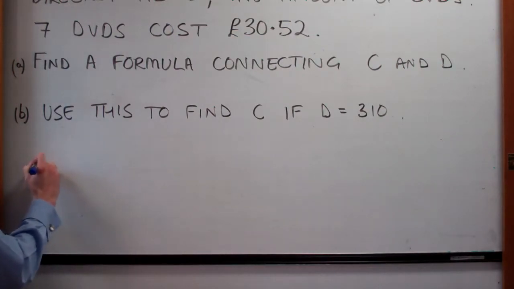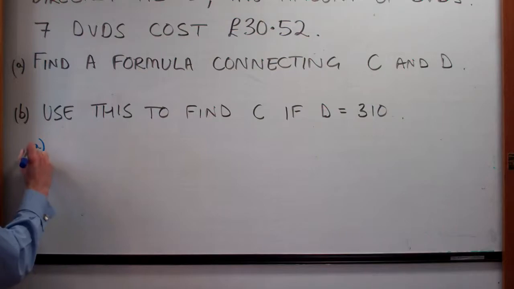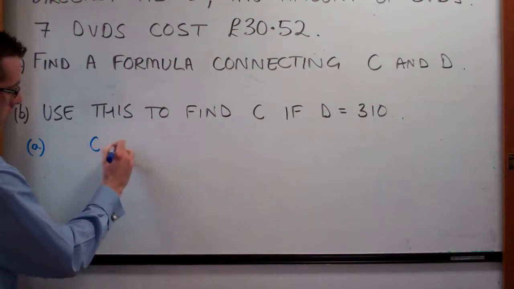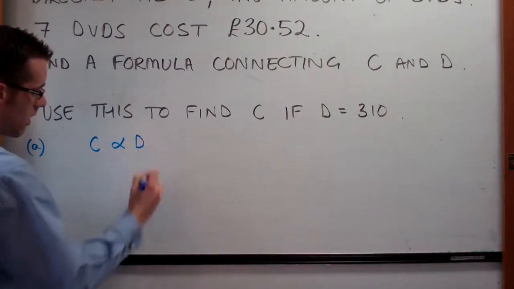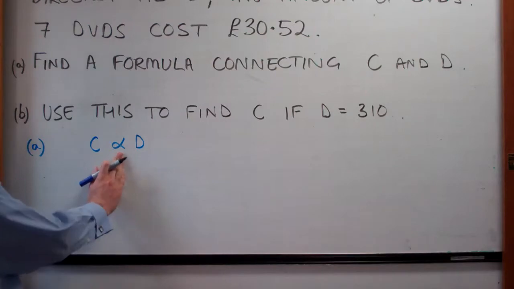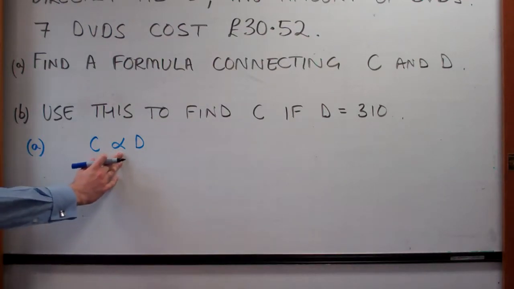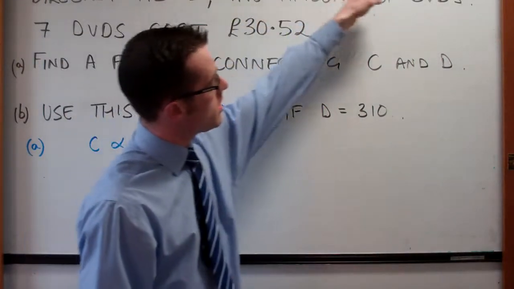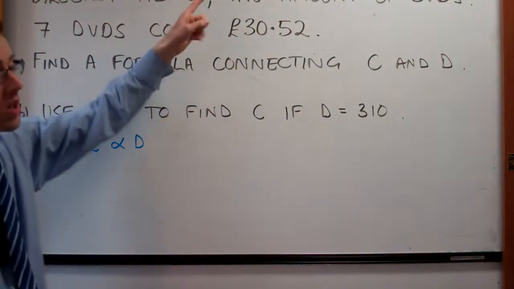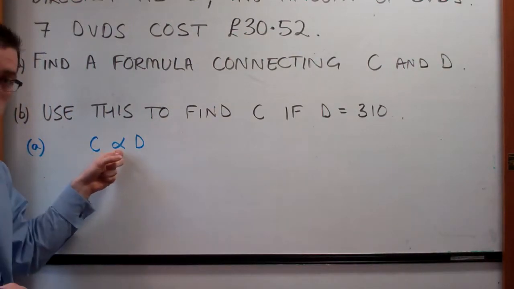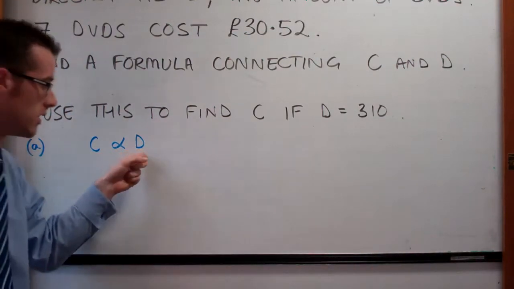Alright, so the solution for part A is going to be, first thing we write down is the proportion statement. Okay, so C varies directly as D. So this statement here, cost of buying DVDs, C varies directly as D. We discussed that in the video just previously, that we can shorten that to C and the little fish symbol for varies directly as D.